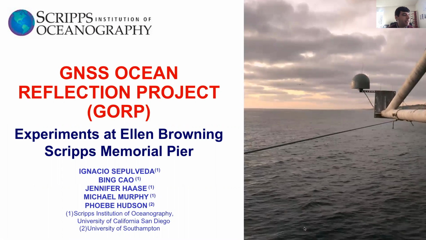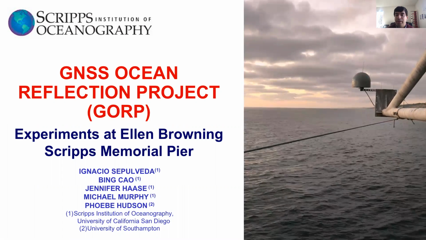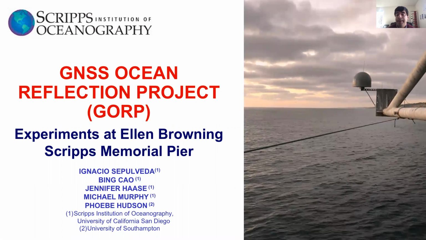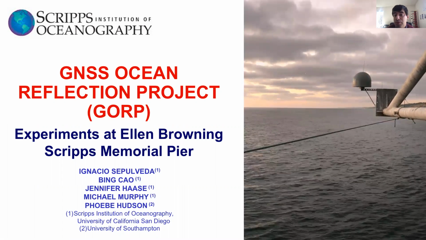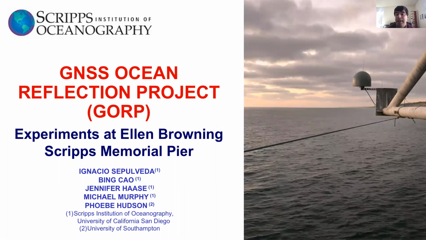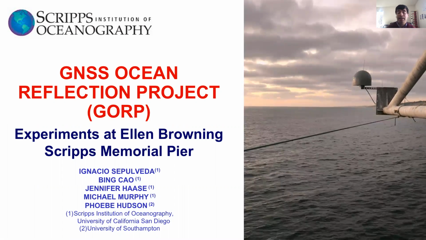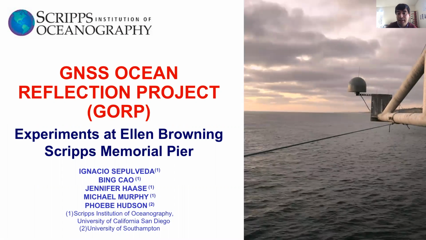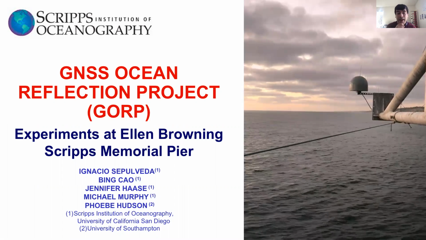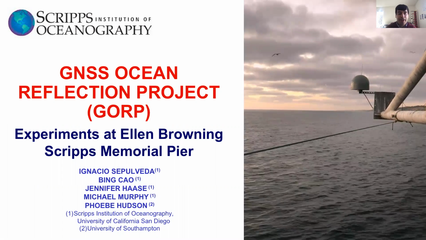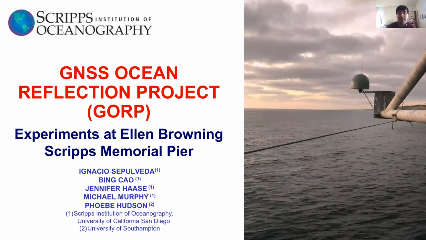Today I will present this GNSS Ocean Reflection Project. In simple words, what we are doing in this project is to measure water levels and significant wave height using a standard geodetic antenna, a GNSS antenna. I'm working with Bin Chao, Jennifer Haas, Michael Murphy, and Phoebe Hudson.